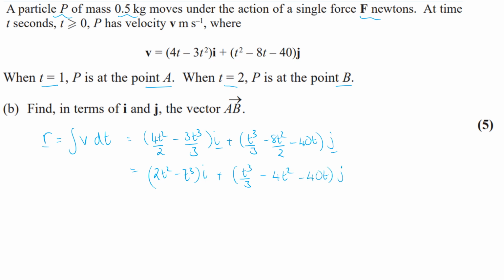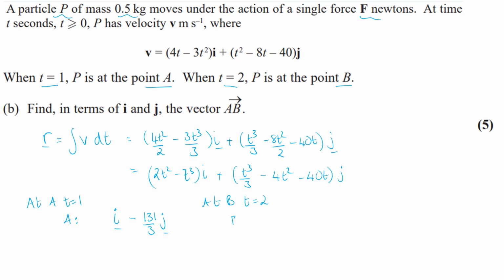Now what we need to do is find where it is at each of those times. So at A, t is equal to 1. So just put t is equal to 1 into that equation that we've got for position. So that's going to be 2 minus 1, it's i. And then when we put 1 into the j component, we're going to get minus 131 over 3 in the j.